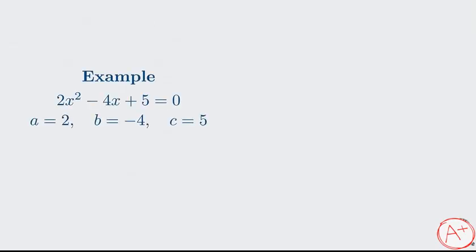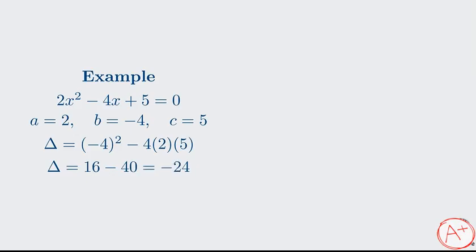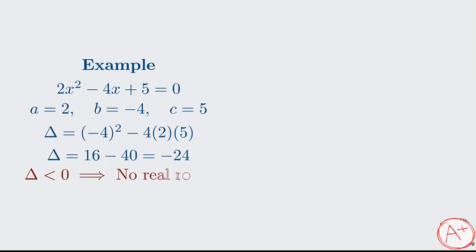Find the nature of roots for 2x squared minus 4x plus 5 equals 0. Here, a is 2, b is negative 4, and c is 5. Let's calculate delta. Delta equals negative 4 squared minus 4 times 2 times 5. Delta equals 16 minus 40 equals negative 24. Since delta is less than 0, this equation has no real roots.